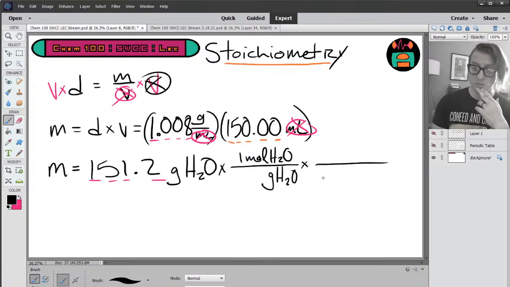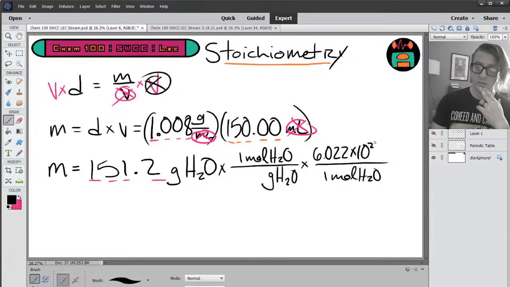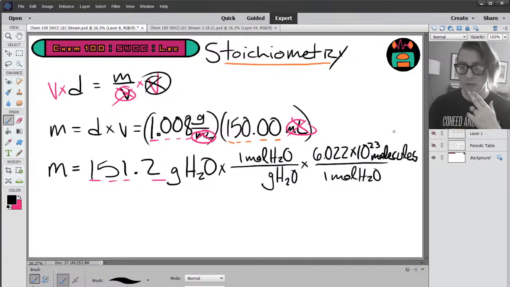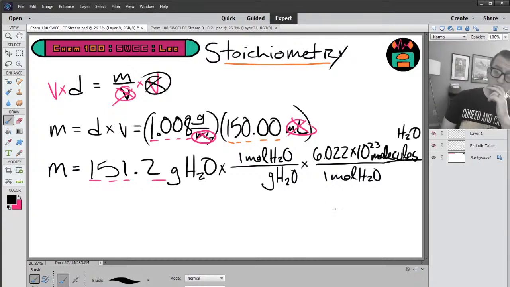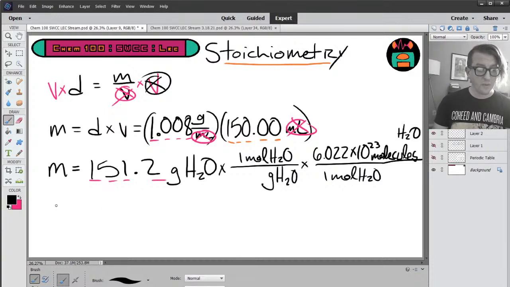And then once in moles, we can convert from moles of water to molecules, because 1 mole is 6.022 times 10 to the 23rd. All right, let's see, that's H2O. So we know the conversion from moles to molecules, but we need the unit conversion from grams to moles. And for that, we got to calculate our molecular weight.